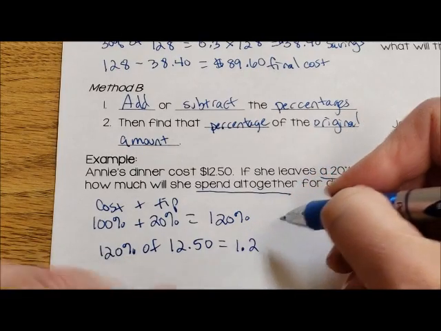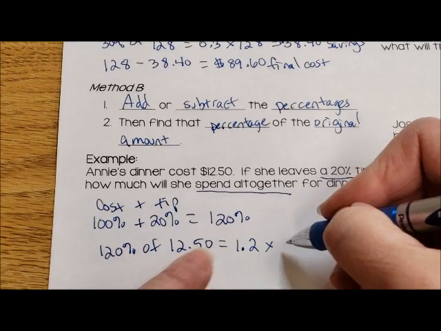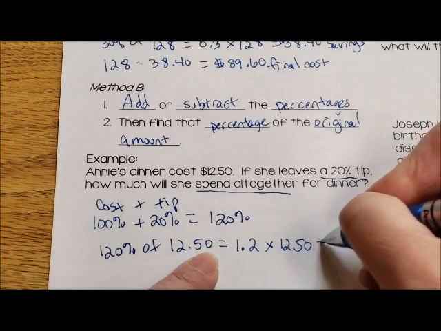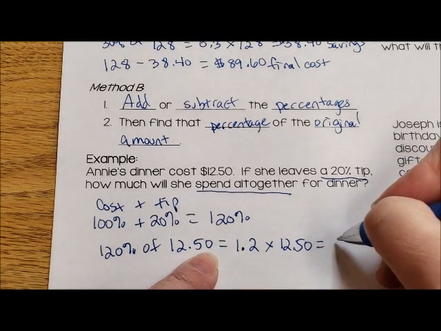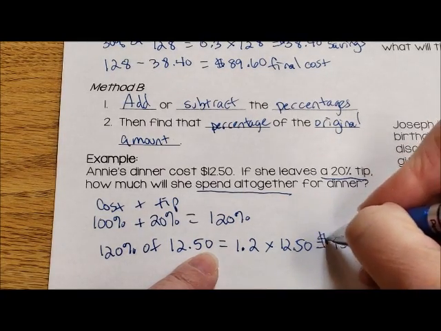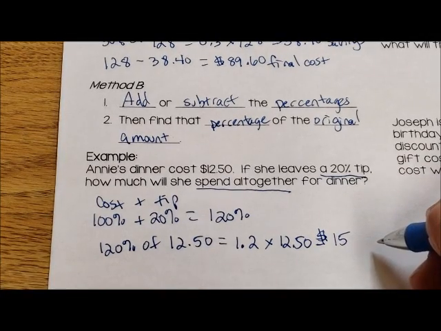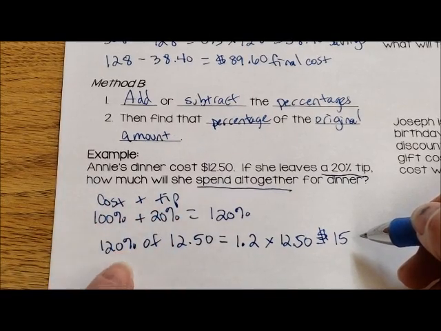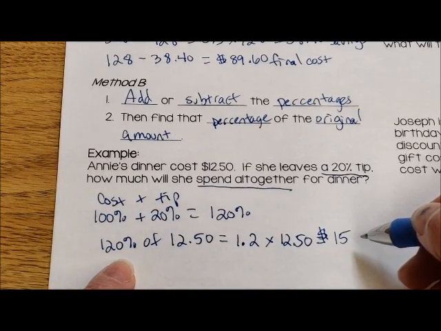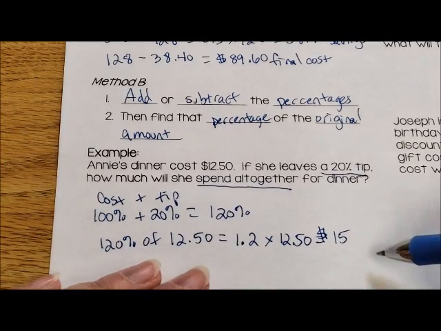So now we do decimal form of the percent, could also use fraction, times the cost of her dinner. So 1.2 times 12.5, and that gives us $15. This is her final altogether cost, including her tip, because we've accounted for the cost plus the tip when we combine the percentages. You can also do this if you are subtracting an amount.